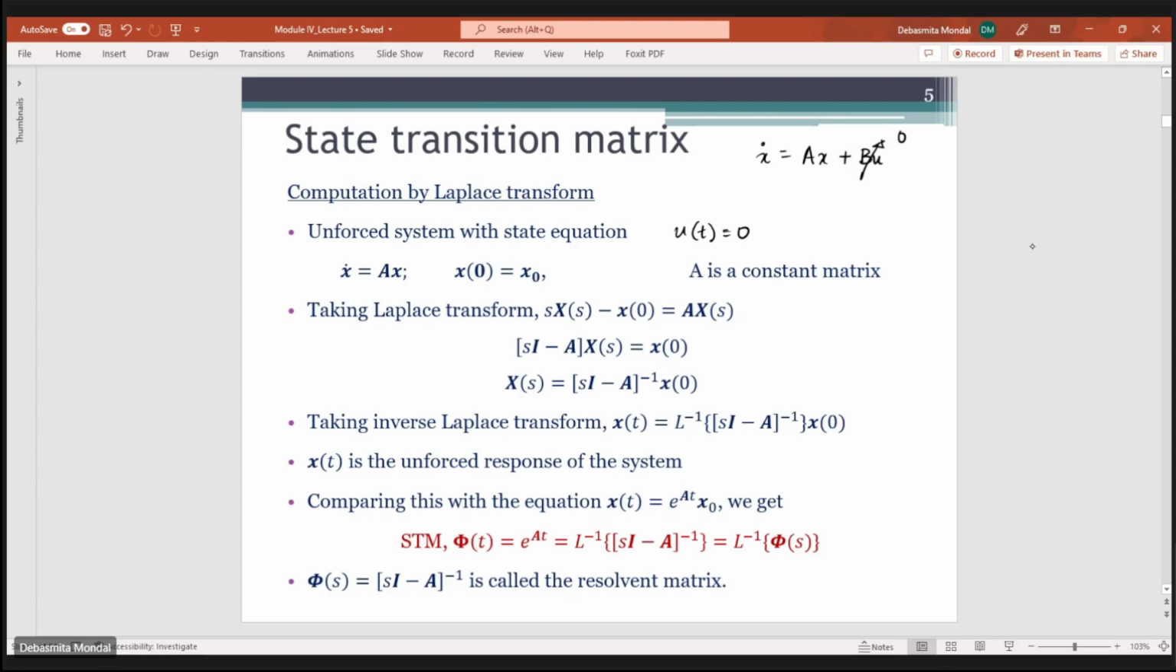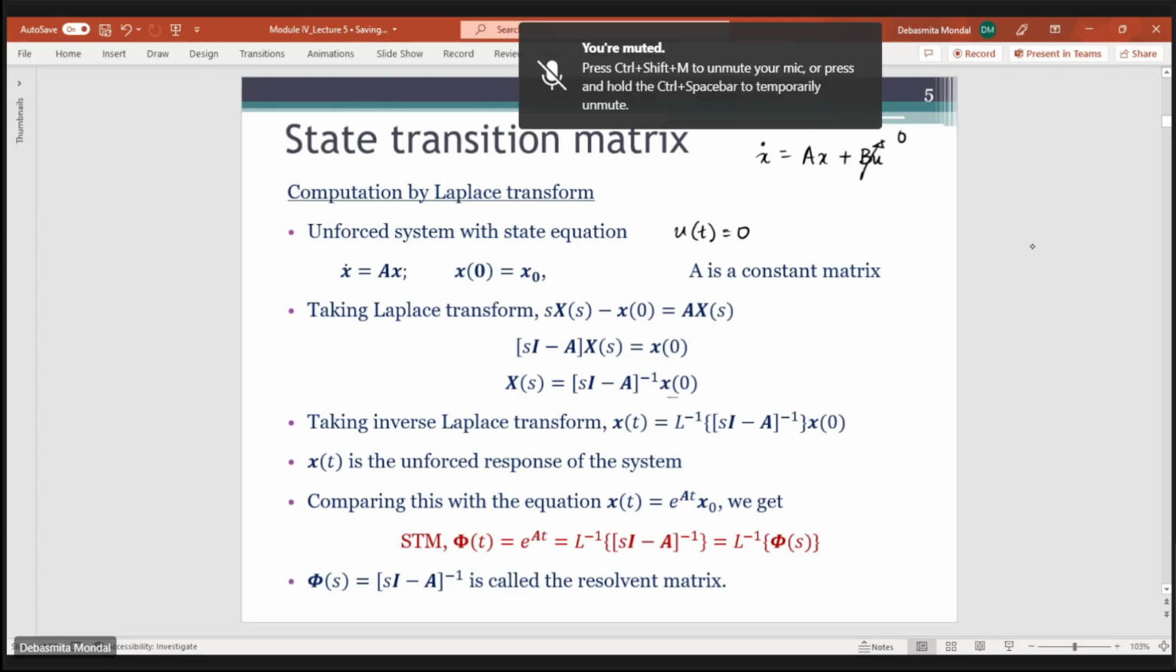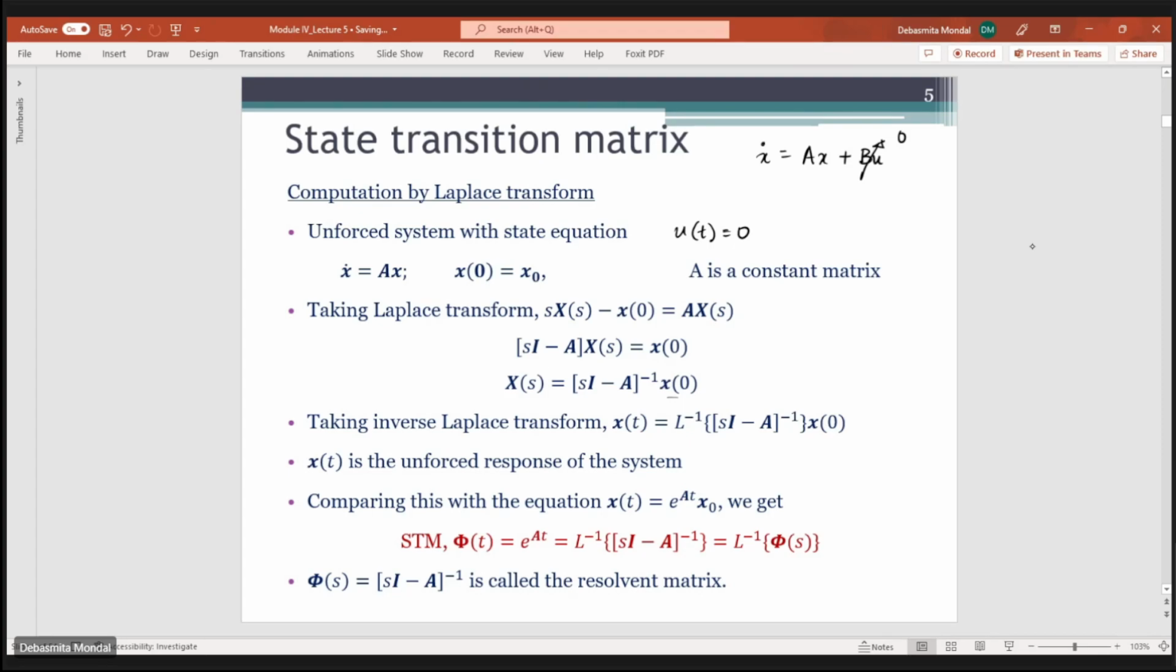Okay, so x(t) would be the Laplace inverse of this whole thing. This x0 is a constant and it is known to us, so x0 will be outside, and you can write x(t) equal to the Laplace inverse of (sI minus A) inverse, this matrix inverse, multiplied by x0. So you can say that x(t) is basically the unforced response of the system.